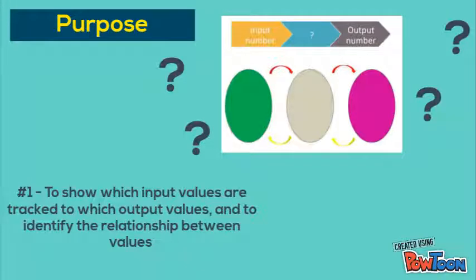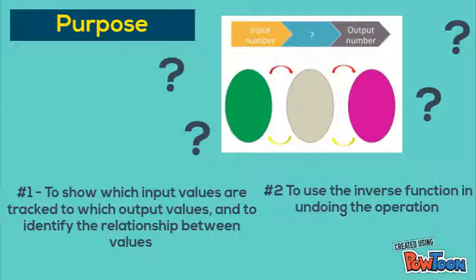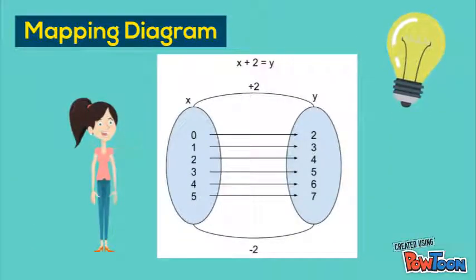Number 1, it is to show which input values are tracked to which output values and to identify the relationship between values. Number 2, to use the inverse function in undoing the operation. You can teach your students using a mapping diagram to solve problems.